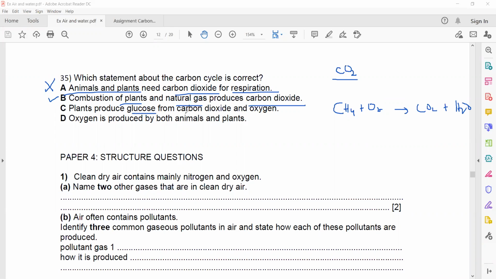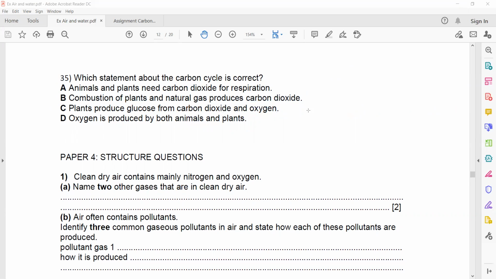Plants produce glucose from carbon dioxide and oxygen. No, it's not carbon dioxide and oxygen, it is carbon dioxide and water. So this statement is not correct. Oxygen is produced by both animals and plants. Plants can produce oxygen, but animals are not producing oxygen. Because of respiration, animals take in oxygen and give out carbon dioxide. That's why statement D is also not correct. So the only correct answer is B.